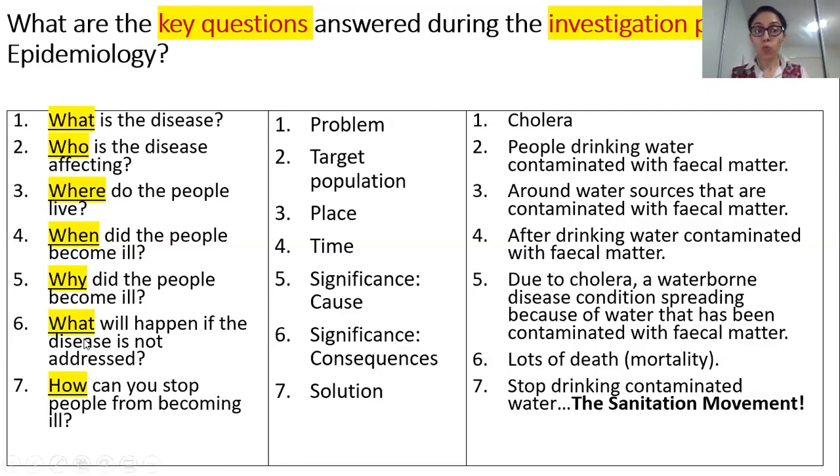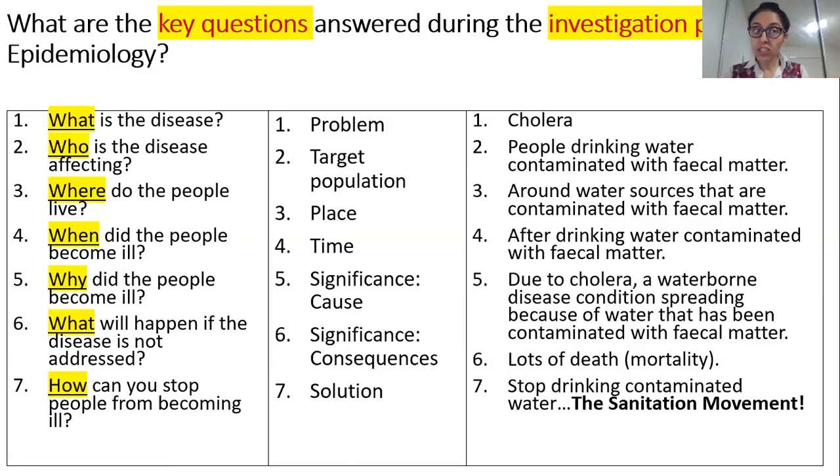All right. Now, what will happen if the disease is not addressed or cured, or if you don't find a solution for it, meaning we are talking about the consequence. What will happen in terms of consequence? So yes, there's going to be a lot of morbidity and mortality. Morbidity meaning sickness, which will eventually lead to mortality for a lot of people. Then how can you stop people from becoming ill? So what's the solution? Stop drinking contaminated water. That's the first thing. And then in the long run, the long-term solution is the sanitation movement.